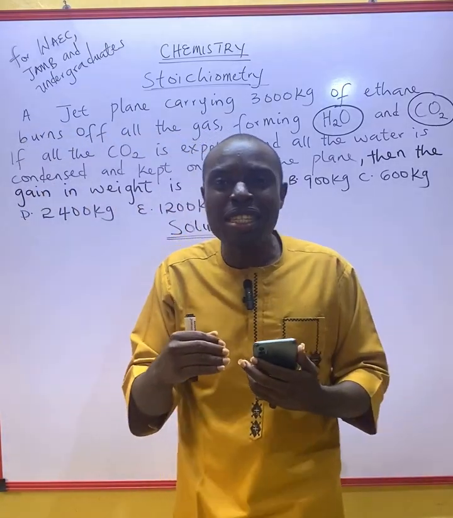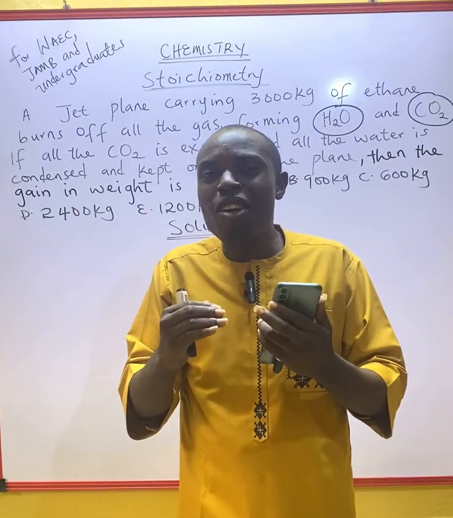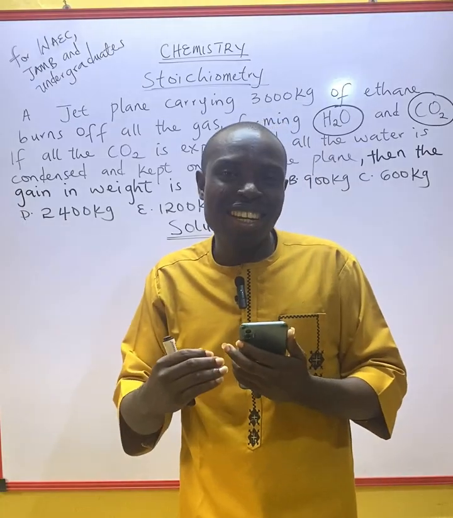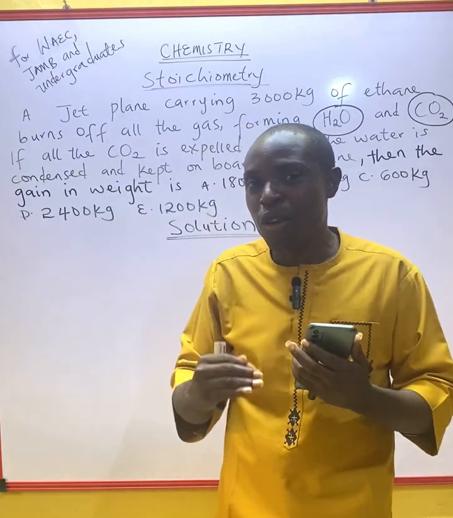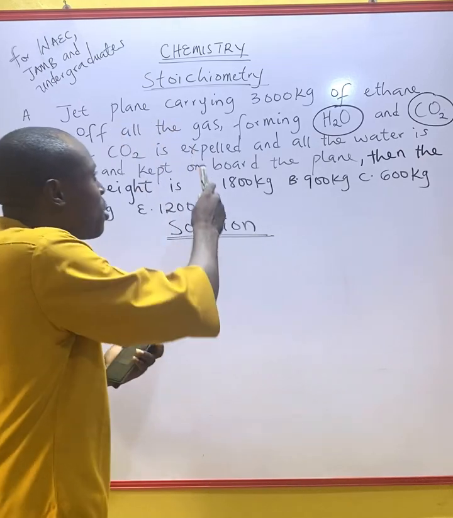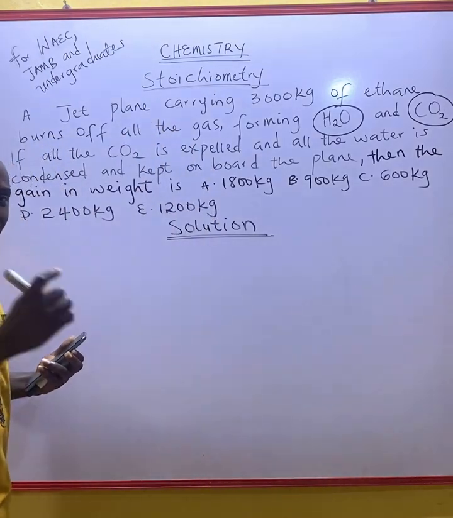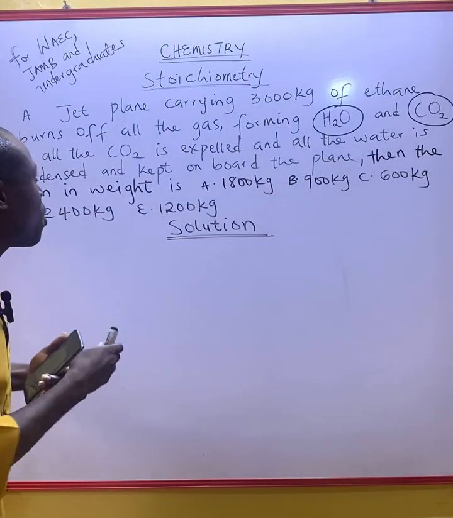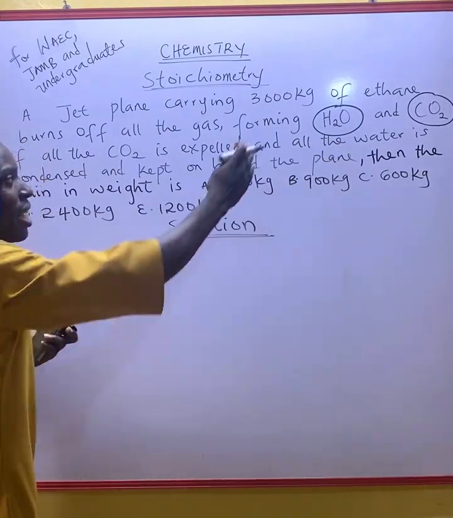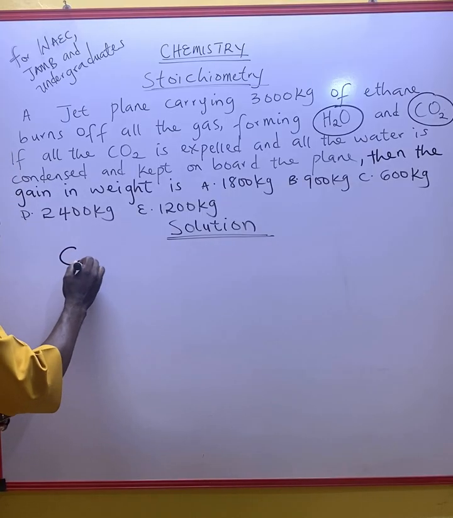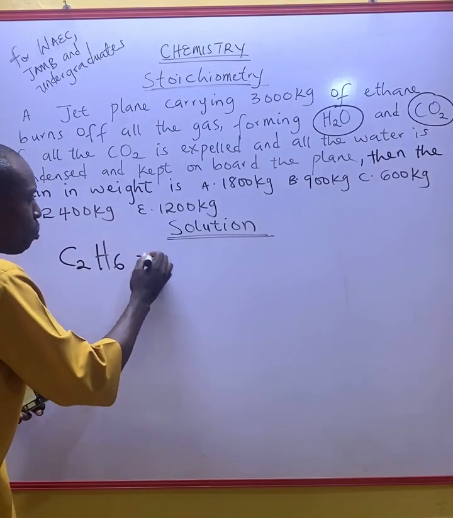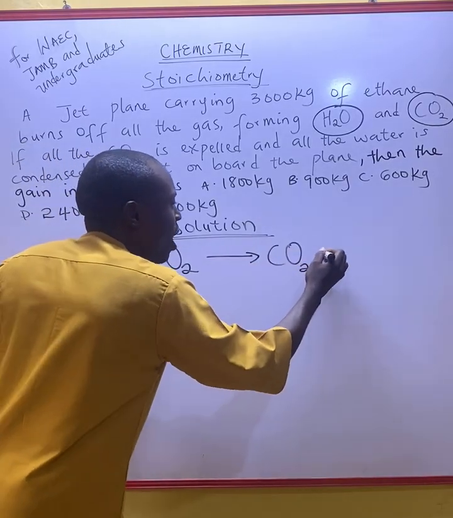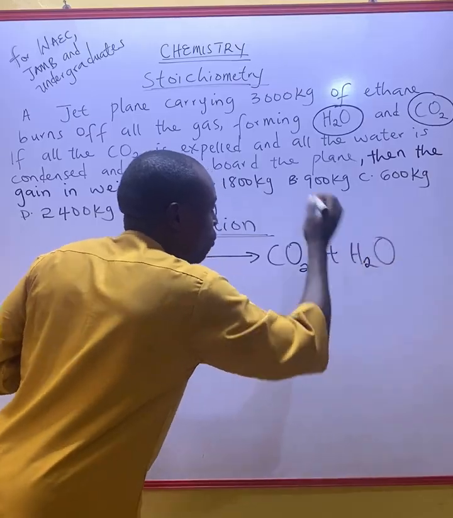Now, this question is centered around a backdrop of stoichiometry for students having problems in understanding the concept of stoichiometry. This question can't be solved if we don't give the reaction for it. The first step is the reaction. And of course, the gas in particular is ethane, which is C2H6 plus O2 to give me what? CO2 and what now? And water from the question.